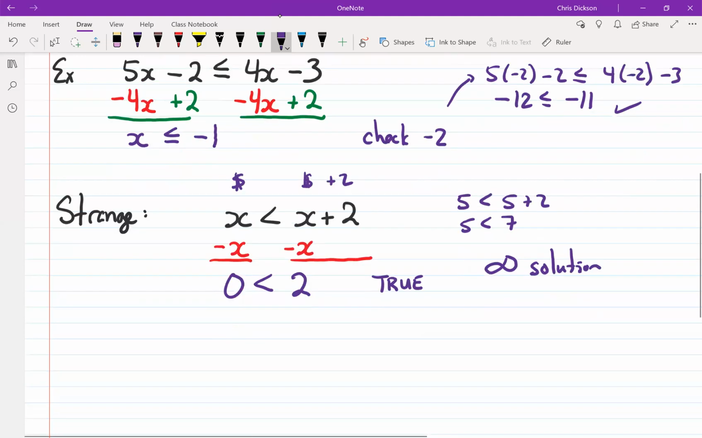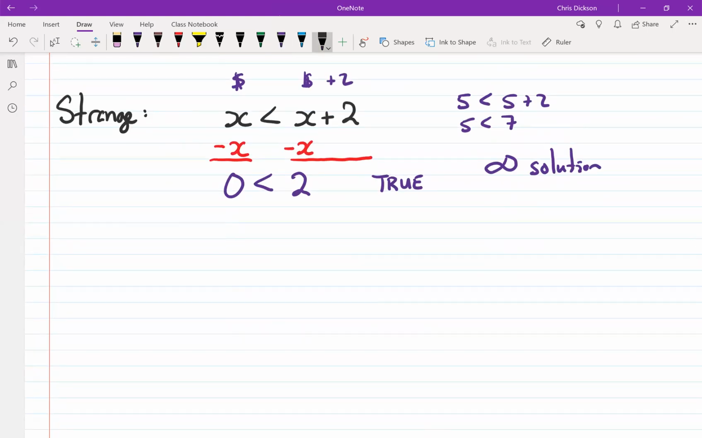Now, another weird thing that can happen is you get a false statement occurring here. Let me give you an example of that. Let's say you had x plus 2 is less than x.